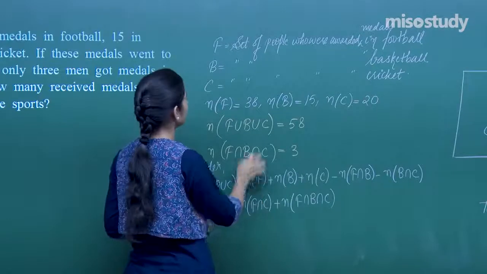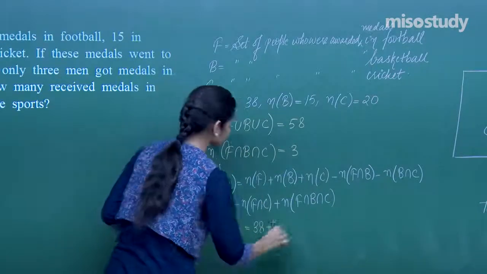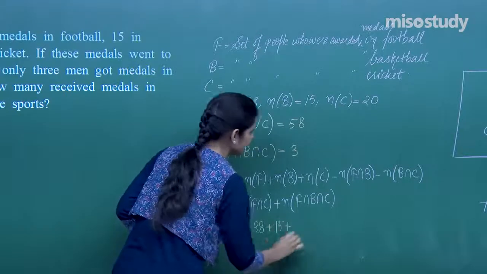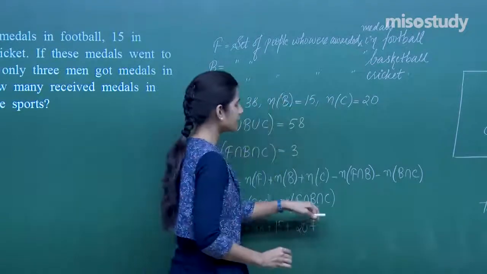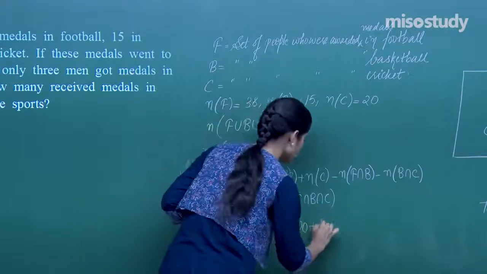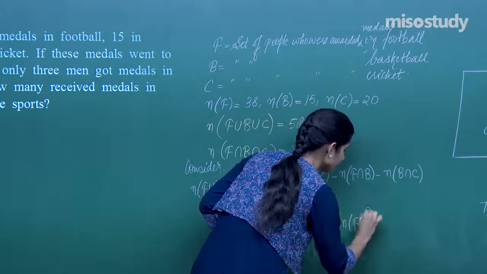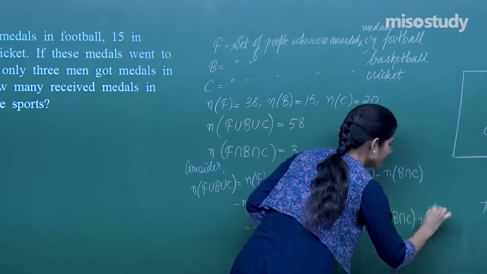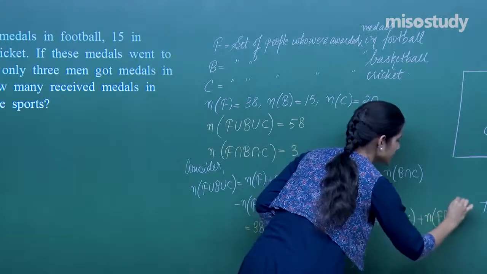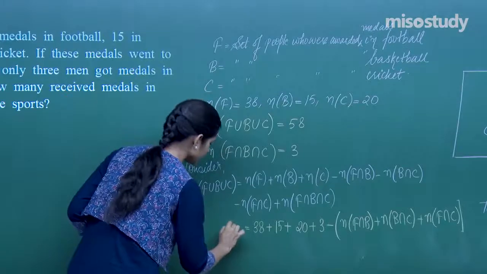Number of members in F is 38. Number of members in B is 15. In C is 20. In F intersection B intersection C I have 3, and then I am left with number of members in F intersection B, B intersection C, F intersection C. And here I have 58.